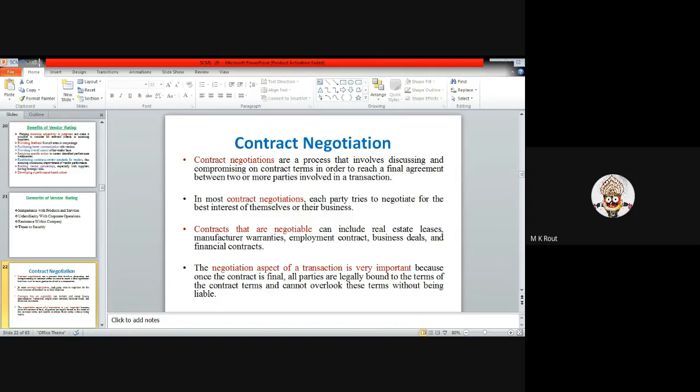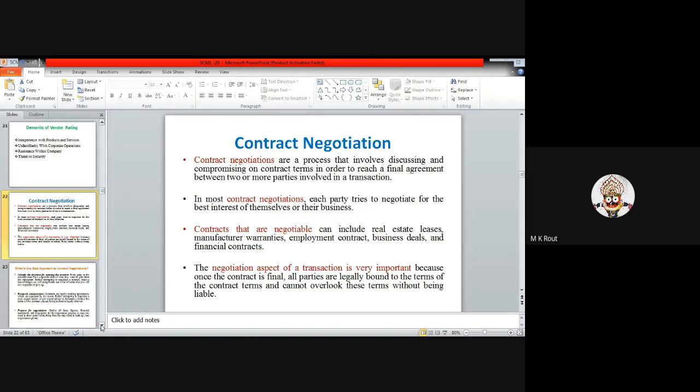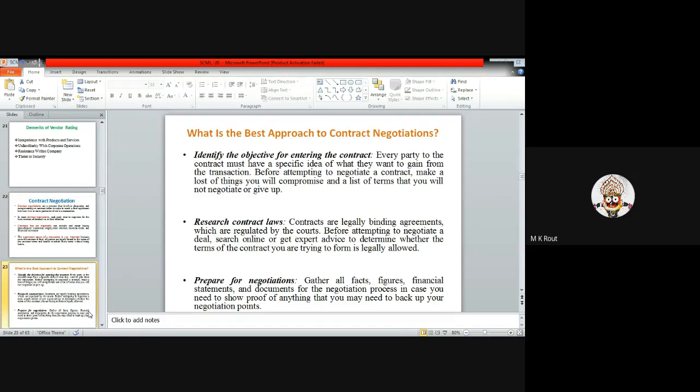And the last one, the contract negotiation aspect of a transaction is very important because once the contract is final, all parties are legally bound to the terms of the contract and cannot overlook these terms without being liable. So these are the things included in contract negotiations. But what is the best approach to contract negotiation? First you have to identify the objective for entering the contract.